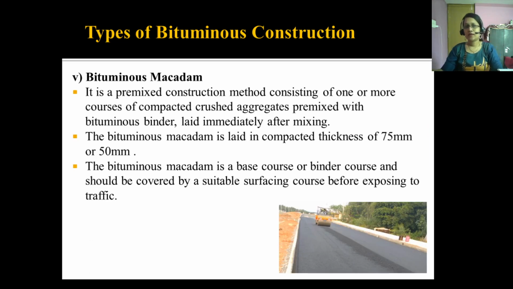Then we have the bituminous macadam. It is a premixed construction method consisting of one or more courses of compacted crushed aggregates which are premixed with the bituminous binder. It is laid immediately after mixing. The bituminous macadam is laid in compacted thickness of 75 mm or 50 mm. It is a base course or a binder course and should be covered by a suitable surfacing course before it is exposed to the traffic.